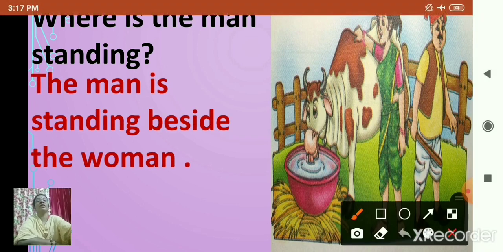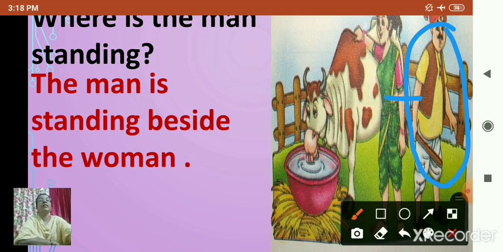So this one is a woman, and where is the man? The man is here. So where is the man standing? He is standing beside the woman. So this is known as beside. The man is standing beside the woman.